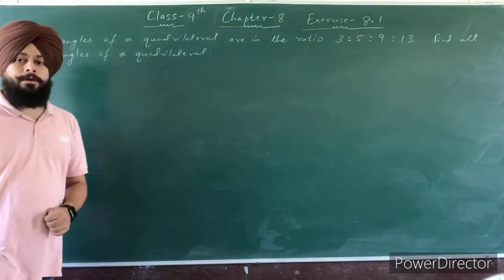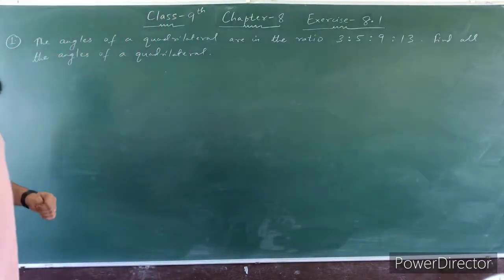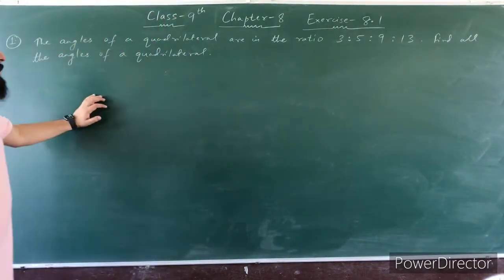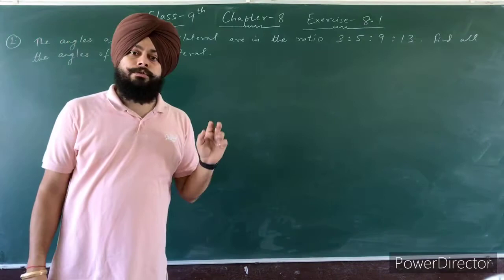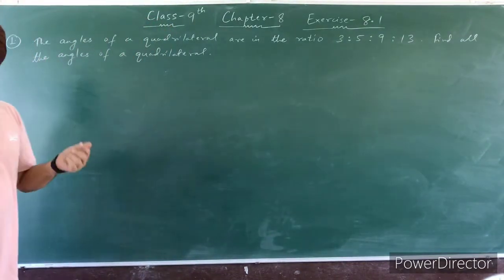Exercise 8.1 of your chapter number 8, Quadrilaterals. So the first question is: the angles of a quadrilateral are in the ratio 3:5:9:13. Find all the angles of the quadrilateral.